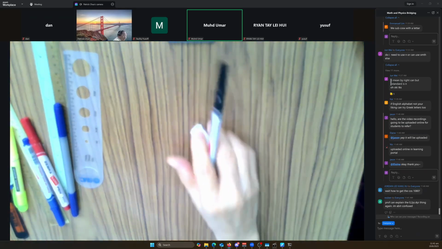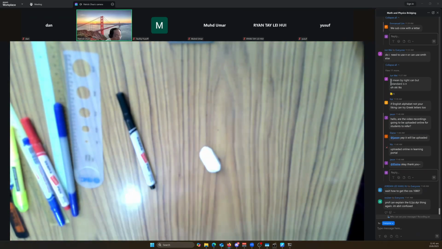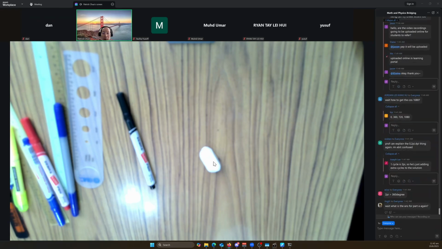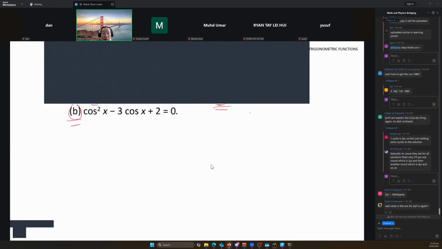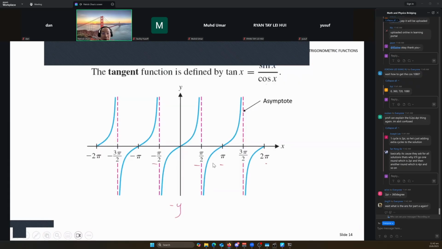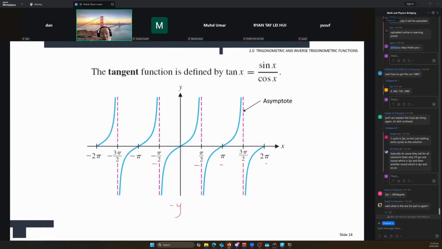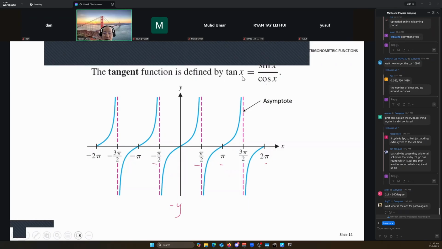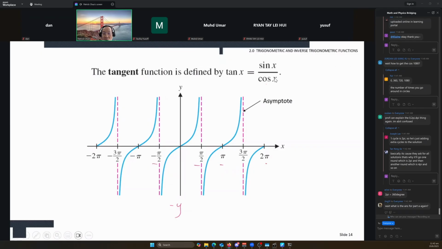All right, let's go back to the waveform thing. Back to the screen. All right, so we've done that. Okay, next. There are many other types of waveform, not just sine, cosine, but also tangent. Tangent x or tangent theta is sine x or sine theta over cosine x or cosine theta. Okay, tangent is sine over cosine.